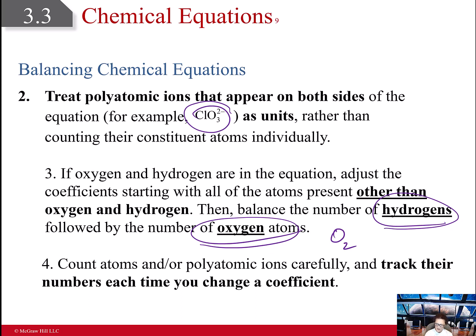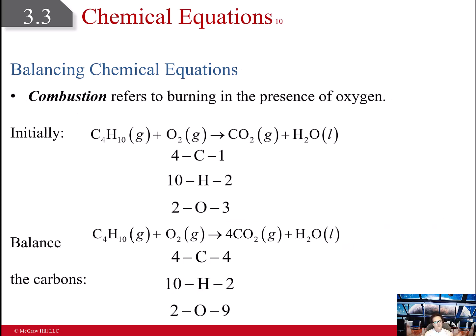Count your atoms and your polyatomics carefully, and you track each number every time you change a coefficient. Now, this is showing you the combustion of butane. This is butane, which is a gas, and you must have oxygen if you're going to burn or combust it, and it's going to produce carbon dioxide and water. Carbon dioxide is a gas, water is going to be a liquid.